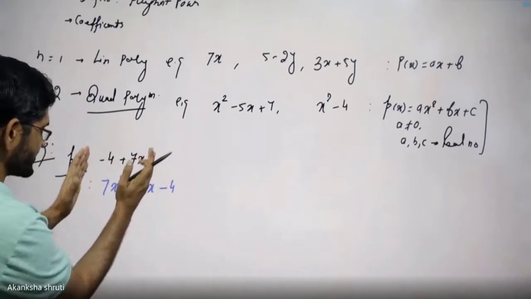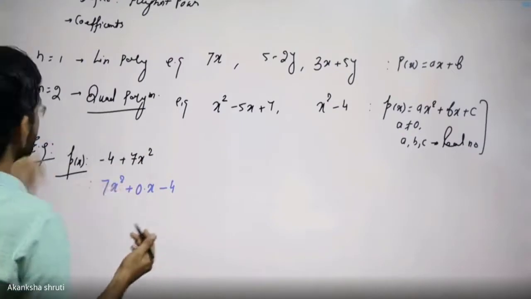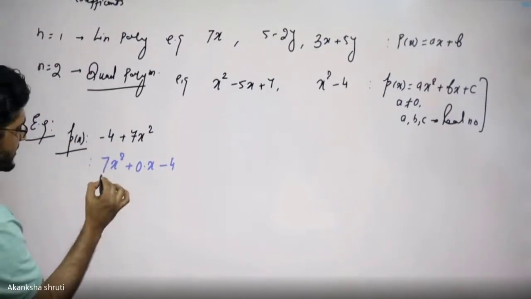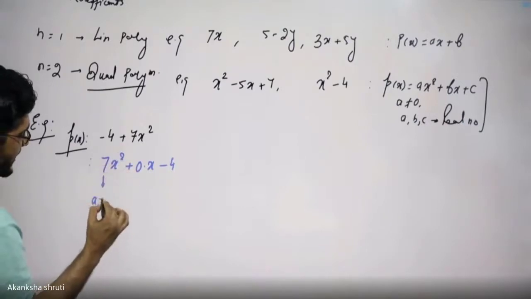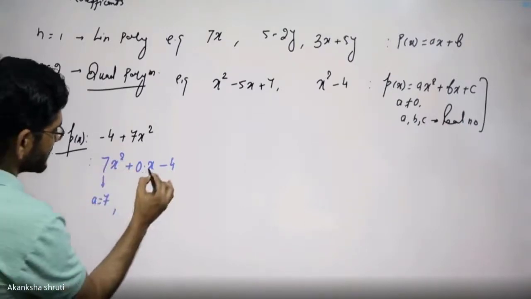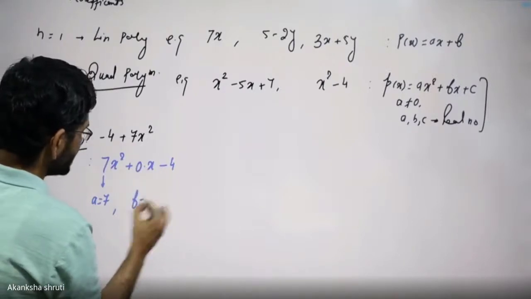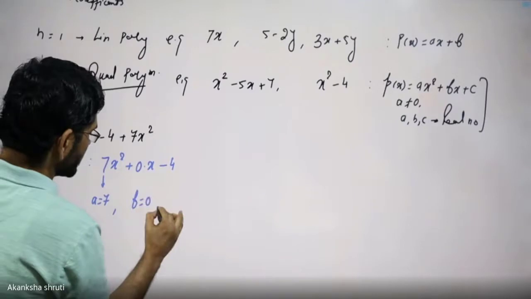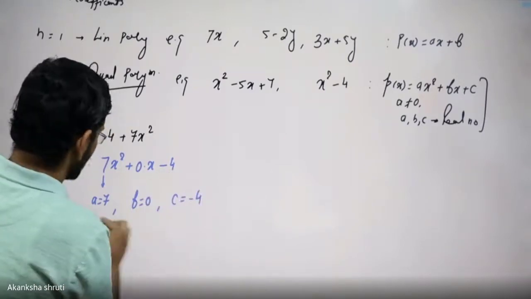If we have to write it in the standard form, first we have to write the highest power. Then whatever the coefficient of x square is, it is denoted by a. The missing term x means its coefficient b is 0. The constant term comes with its sign, so the sign is very important.